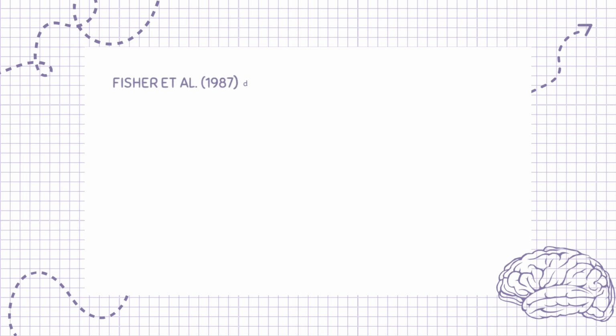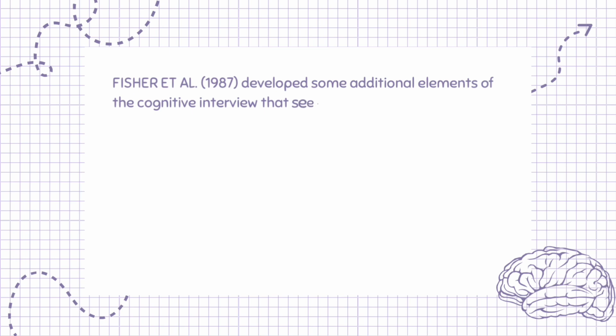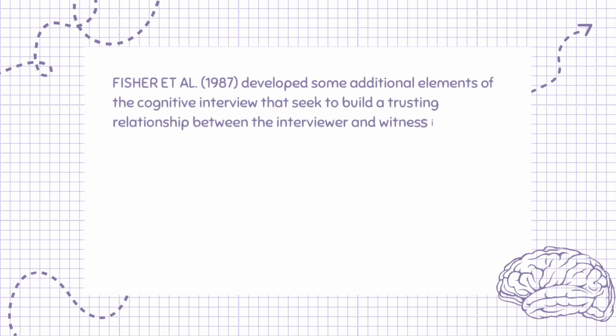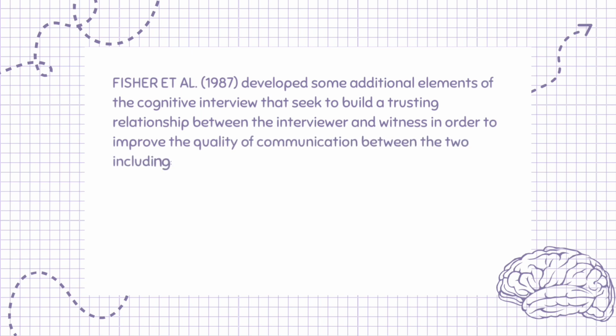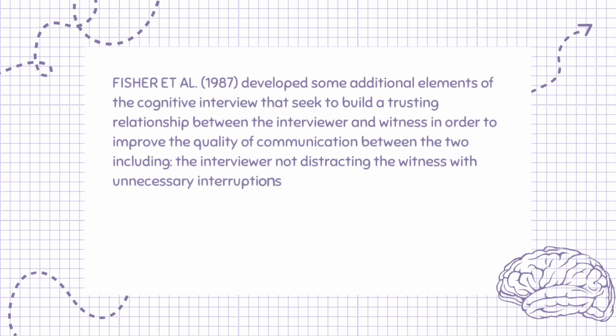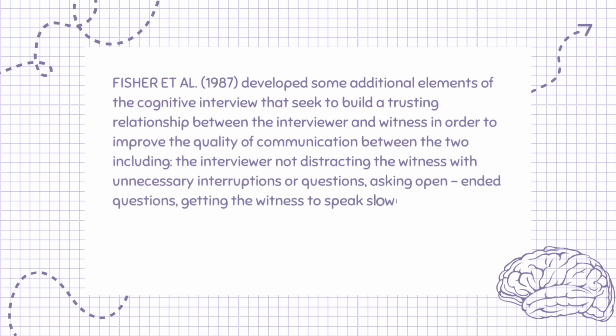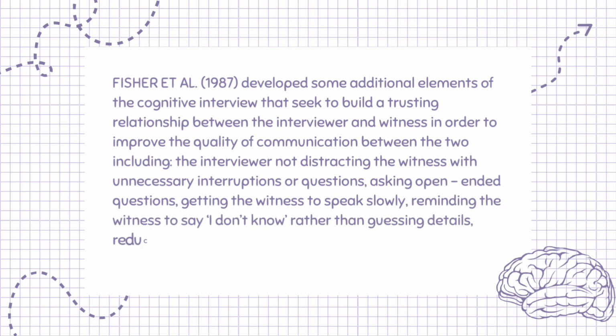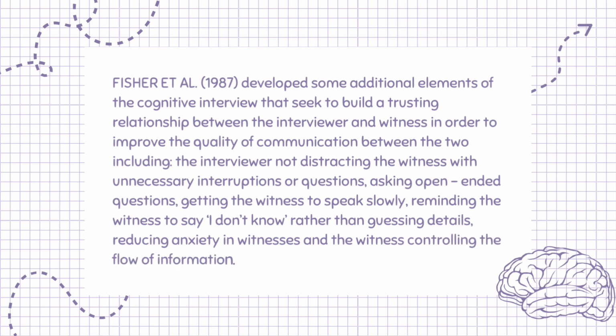Fisher et al., 1987, developed some additional elements of the cognitive interview that seek to build a trusting relationship between the interviewer and witness in order to improve the quality of communication between the two, including the interviewer not distracting the witness with unnecessary interruptions or questions, asking open-ended questions, getting the witness to speak slowly, reminding the witness to say "I don't know" rather than guessing details, reducing anxiety in witnesses, and the witness controlling the flow of information.